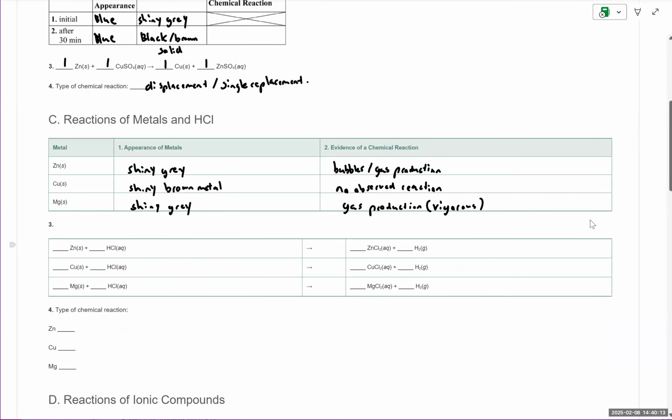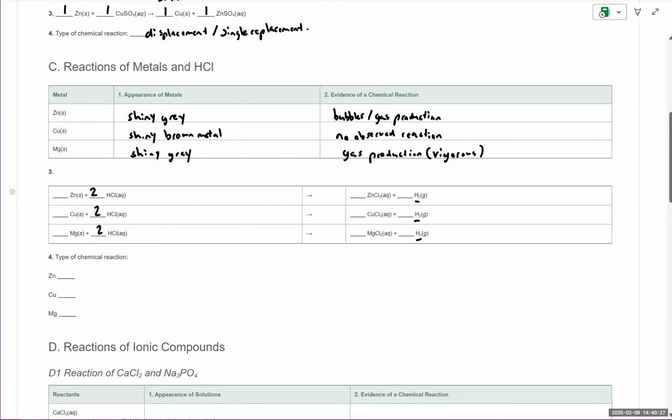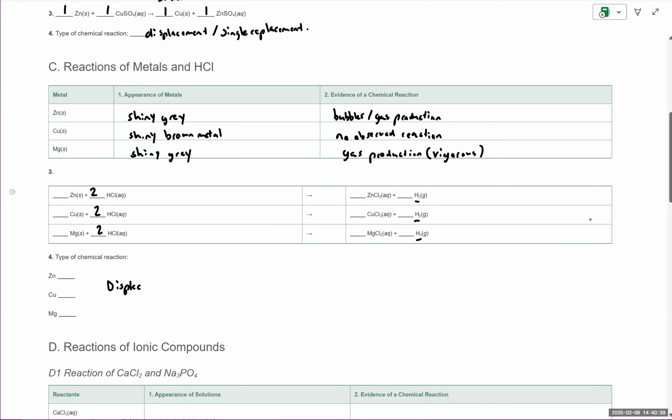In terms of balancing each of the reactions, we have to look at balancing hydrogen. We have 2 hydrogen atoms on the right, so we need 2 hydrogen atoms on the left. These are each examples of displacement reactions, and these are specifically known as hydrogen displacement reactions. So for each of these reactions, as drawn, these are displacement reactions. Specifically, they are single displacement reactions. You could also call them gas generating reactions.